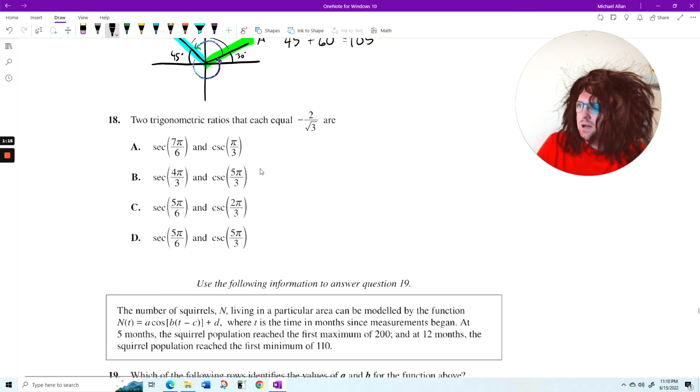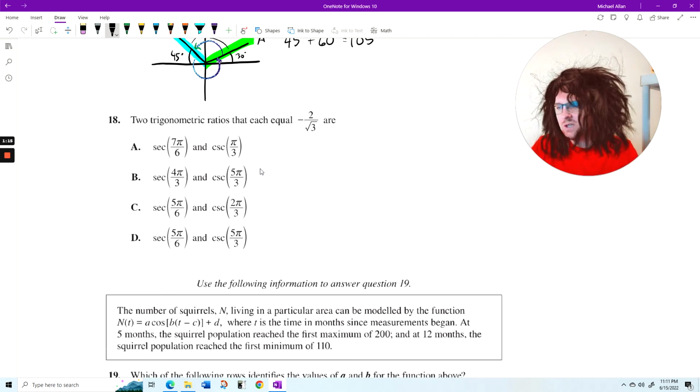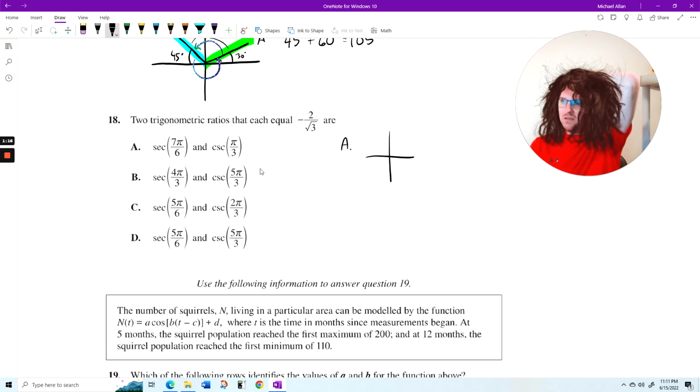Which of these two trigonometric ratios is actually equal to the reciprocal of negative root 3 over 2? Okay, so we have to figure out, there's a lot of different ones here. So let's start with A and just work our way around. So A, 7 pi over 6 ends up, let's do a color here. That's 7 pi over 6. And then pi over 3, I'm just going to try to keep this organized. So pi over 3 is right about here.